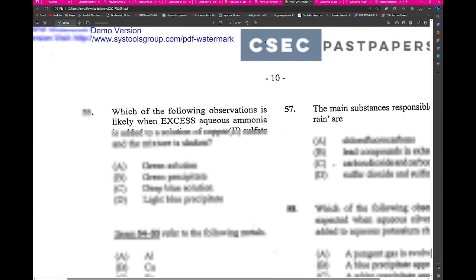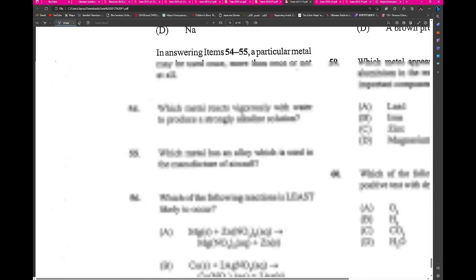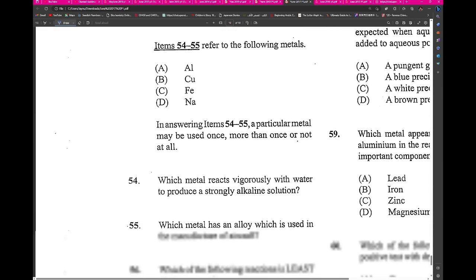Alright. So, which of the following observations is likely when excess aqueous ammonia is added to a solution of copper sulfate and the mixture is shaken? Alright, we should get a deep blue solution. Alright. Let's look at this. Which metal reacts vigorously with water to produce a strongly alkaline solution? This would be D because it's an alkali metal. Which metal has an alloy which is used in the manufacture of aircraft? This would be A, aluminium.